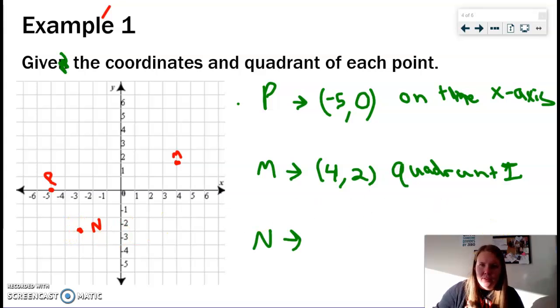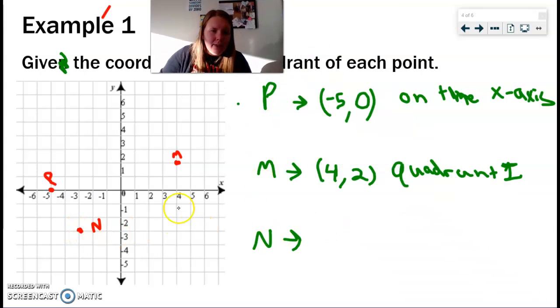And then N. N looks to be, if I go from my 0 here, remember I always go left or right first. So I'm going to go left 1, 2, 3. So it means -3. I'm going to write that first before I do anything else. And then I'm going to go down 1, 2, 3. So again, I'm going down, that's going to show also a negative.